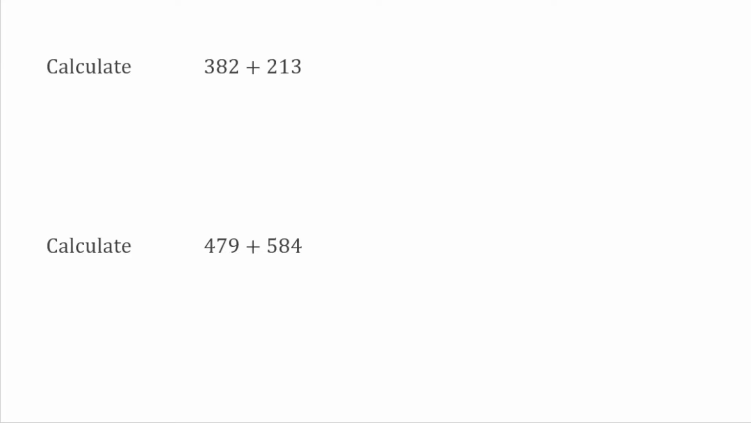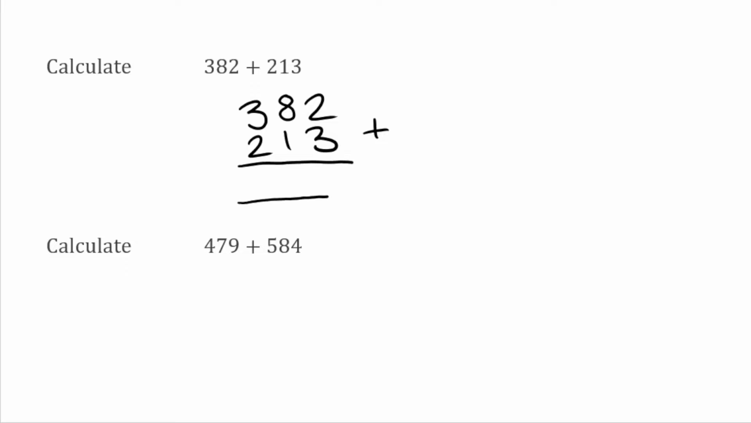So for this first example of 382 plus 213, we'd set it out in the column method, so we'd have 382 plus 213. Now we have all the corresponding columns aligned, all the units, the tens and the hundreds. Then we're going to work our way down the column, starting from the right-hand side.